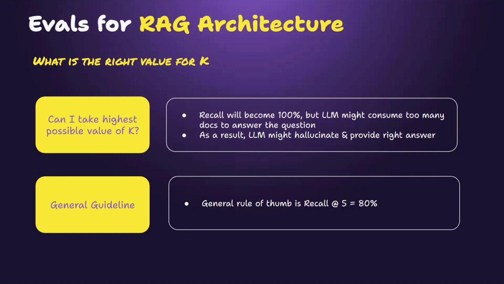This indicates that you are bombarding your AI system with too many documents in the hope of finding the right answer. And we all know that if an LLM is fed with too much information, it will start hallucinating and the accuracy of its responses will start coming down. So, as a general rule of thumb, people normally take a good value of recall at K equal to 5 as 0.8 or 80%.